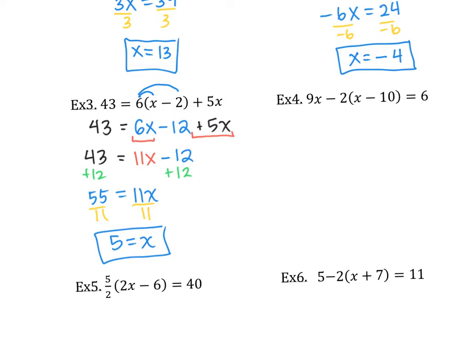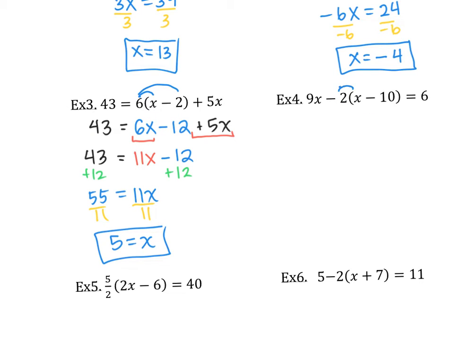Okay, now moving to example 4, and I'm going to throw some negative terms in there. Okay, first, I'm just going to see what side has x on it. I see this side has x's on it. Okay, but it definitely needs to be simplified, and because I see parentheses, I'm going to do those first.